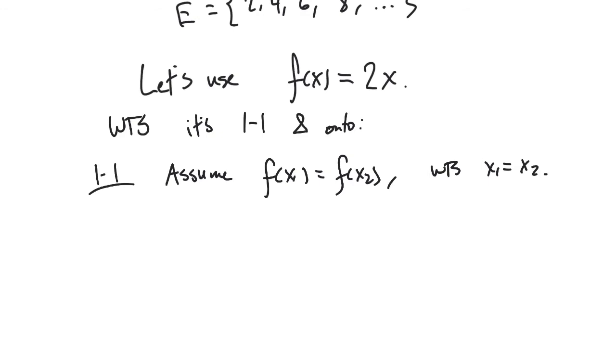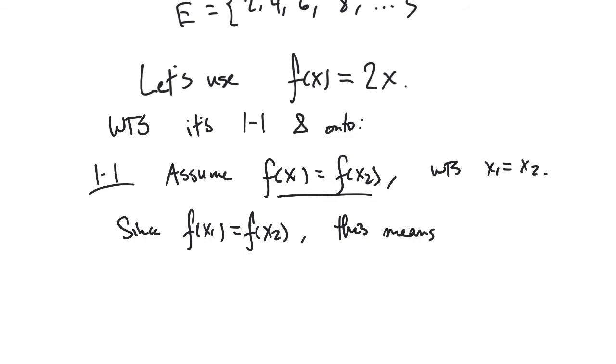Any thoughts about this? How can we proceed if we have assumed f of x1 equals f of x2? Since f of x1 equals f of x2, what can you do with that? Yeah, we just plug into the definition of f. f of x equals 2x. So this means 2x1 equals 2x2. Remember, we need to show x1 equals x2. Can you do that?